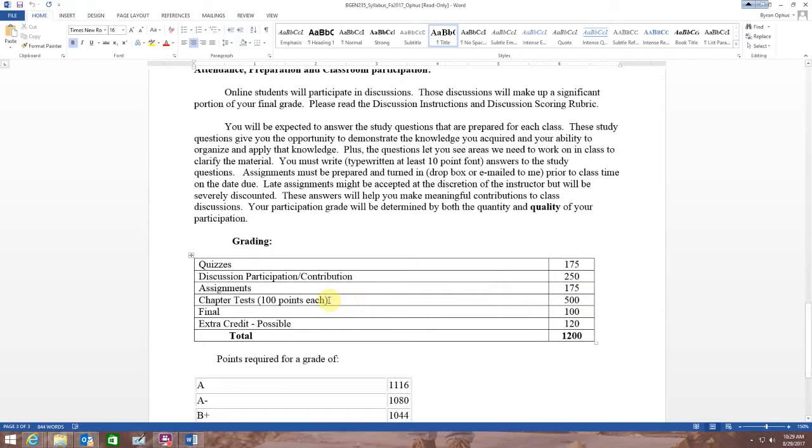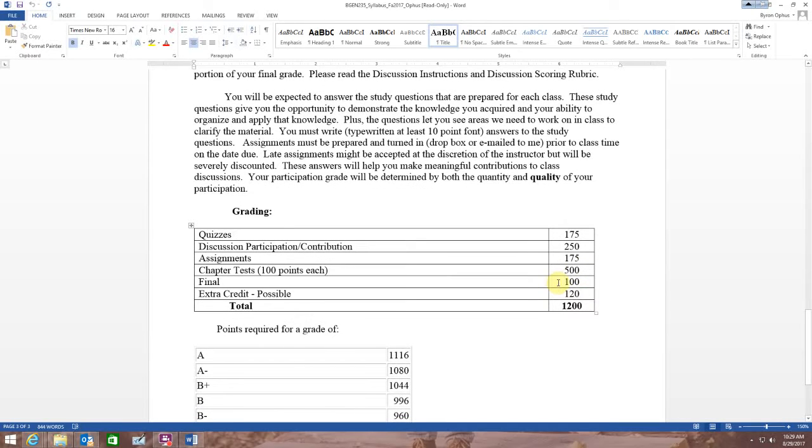Okay, chapter tests. You're going to end up having six chapter tests. The final is just over the last several chapters, and they're each worth 100 points, so there's not a comprehensive final. No need to fear that. If you break it down, I like to do that: the quizzes, discussion, and assignments are half your grade, and the tests are half your grade. So you have a possible grade of 1,200 points, half and half.